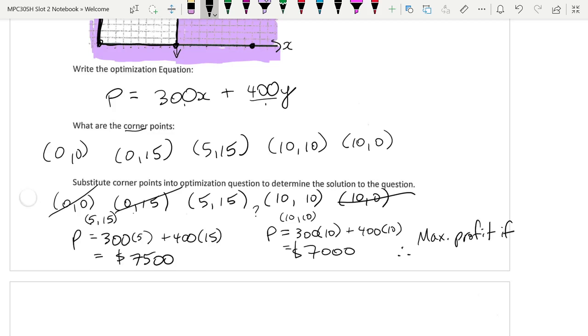if we make 300 couches and 400. Oh, sorry. No, that's the profit numbers. That's the amount of money. If we make 5 couches and 15 love seats per day. You'd think 10 and 10 would probably beat it, but no, because the profit margin on the love seats is higher, you're better off making the 5 and 15.